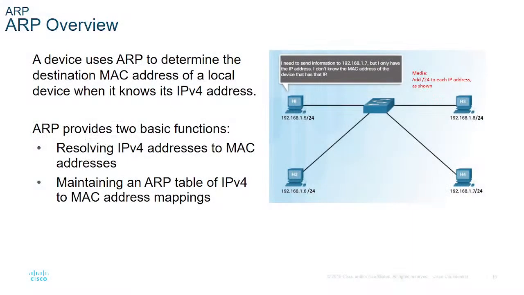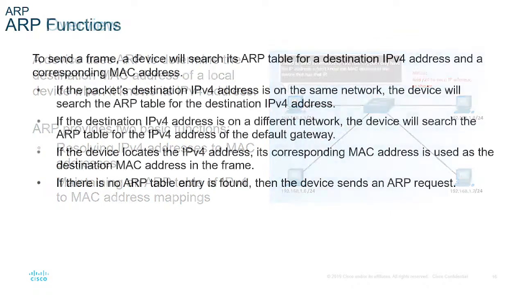So what is ARP? ARP in full stands for the Address Resolution Protocol. It is used to determine the destination MAC address of a local device when it knows an IP version 4 address. ARP will provide two basic functions. The first one is resolving IP addresses with respective MAC addresses, and the second one is maintaining what they call an ARP table. This is simply a table of IP version 4 address to media access control address mapping. So it maintains a mapping of IP to physical addresses.